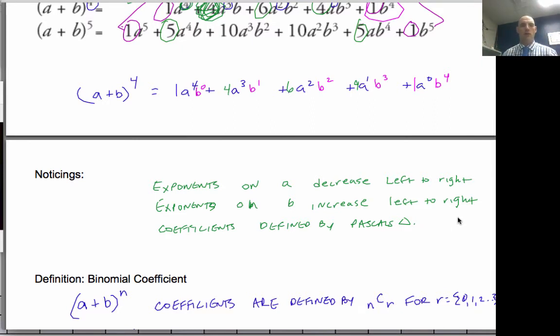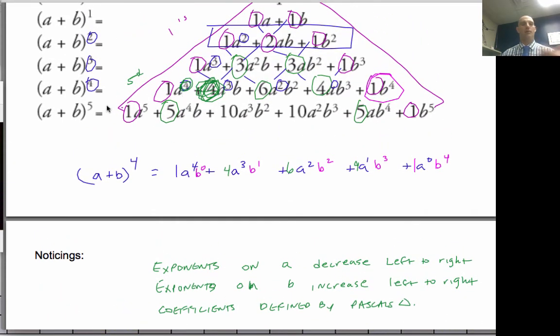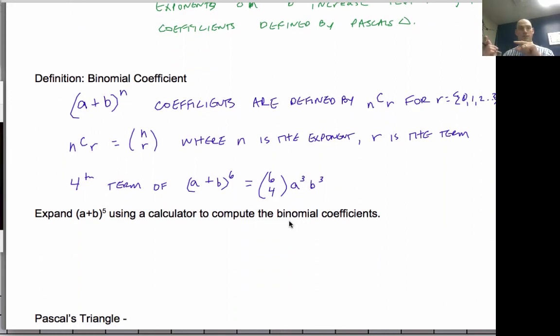Okay, so how would you know? Well, it's the first non-1 number, right? So a plus b to the fifth. How do I know which line to use? Well, it's the line that has 5 as the second term in it. Okay, so the other way to do this, and this is where Pascal's triangle comes from, is my nCr defines my term and my exponent.